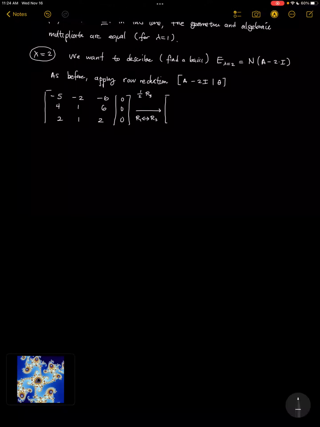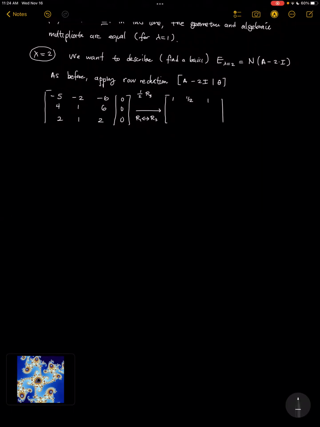Okay, so in concrete terms, this is negative 5, negative 2, negative 6, 0; 4, 1, 6, 0; 2, 1, 2, 0. Okay, so right away, we're going to apply two operations. First, I'll multiply the third row by 1/2, and then exchange row 1 with row 3. This to obtain a pivot. So 1, 1/2, 1, 0; 4, 1, 6, 0; negative 5, negative 2, negative 6, 0.